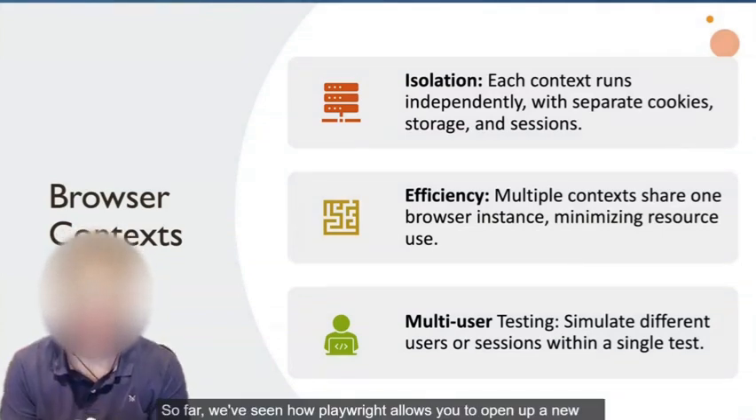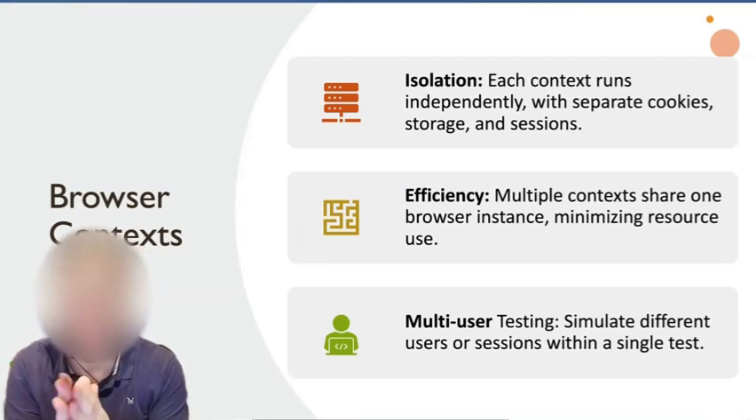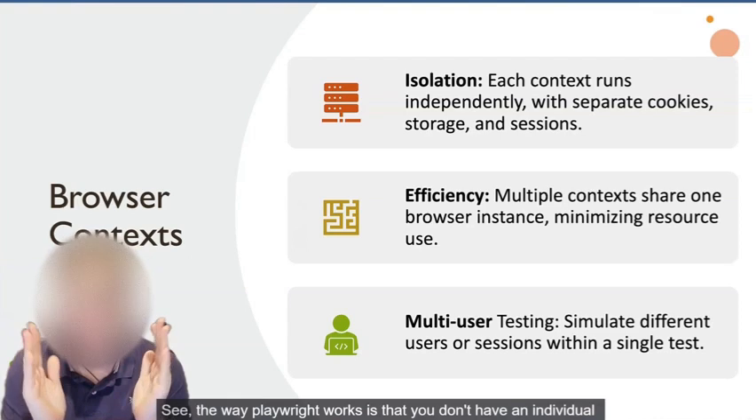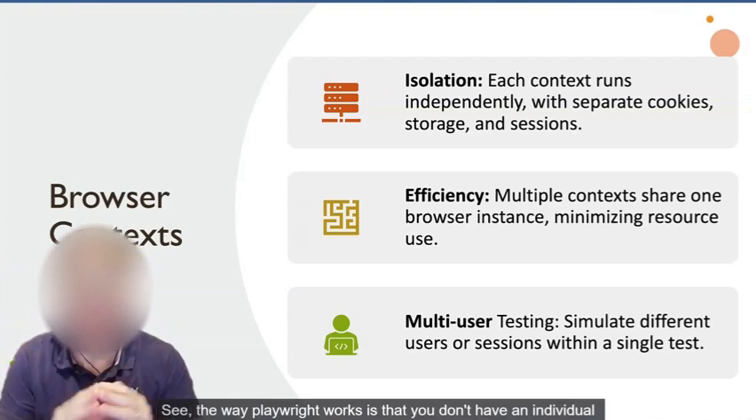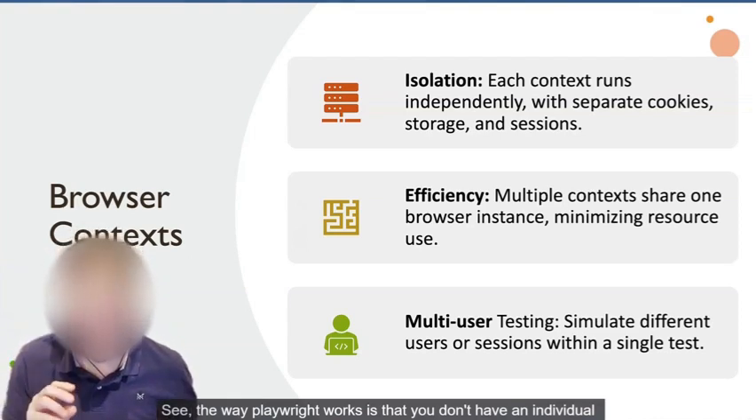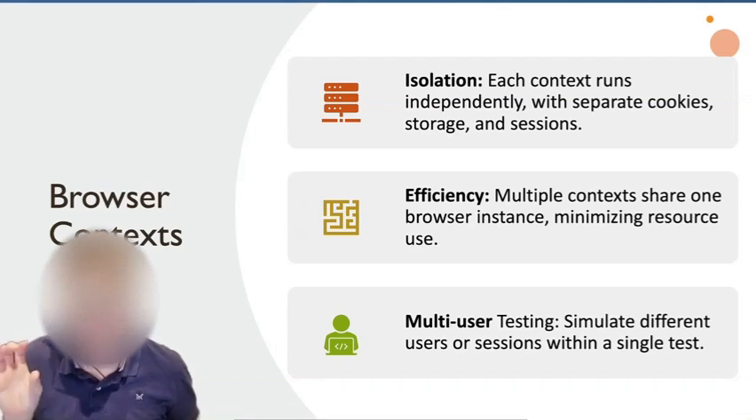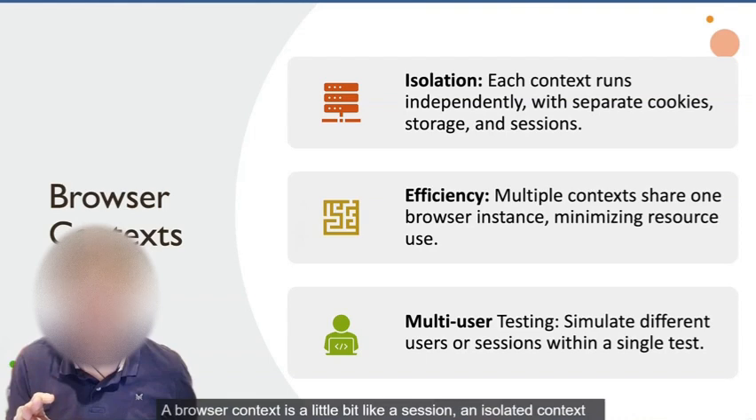So far, we've seen how Playwright allows you to open up a new browser and configure that browser for your tests. Now let's look at the next layer down. See, the way Playwright works is that you don't have an individual test associated just with a browser. You have this thing called browser context.